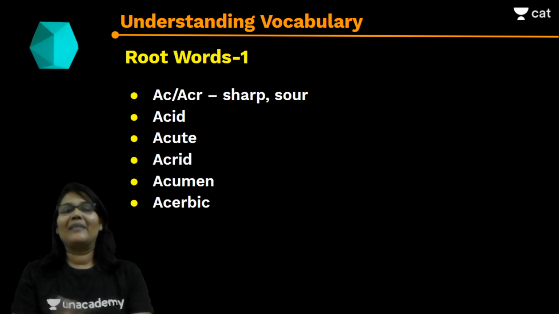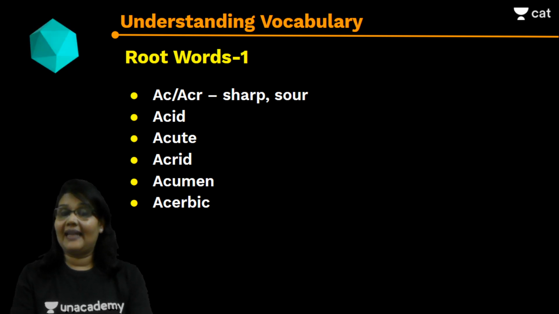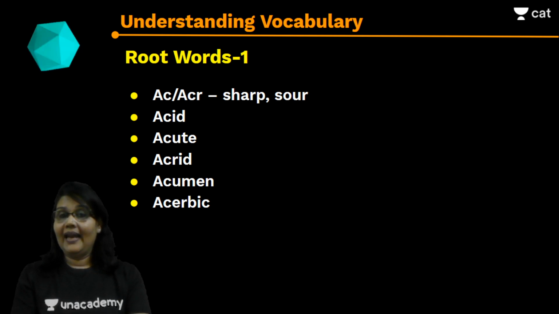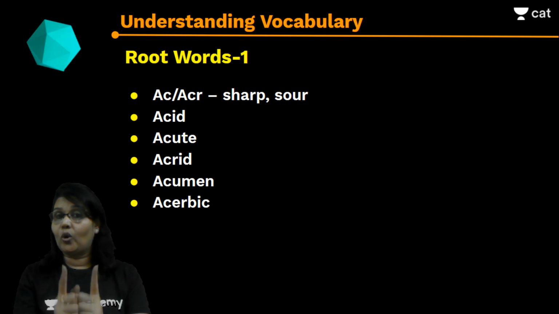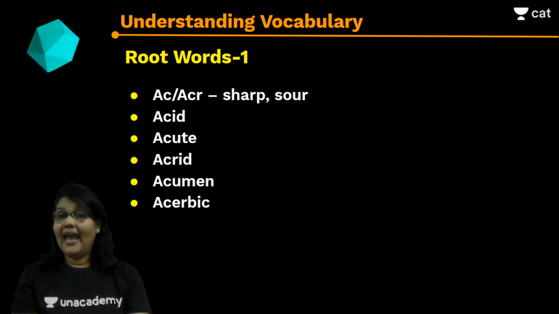Here comes the first root word. Guys, now let me explain to you very well. Please pay attention. AC and ACR is the root word. Okay? Now, AC and ACR means, that is, the meaning of the root word is sharp. Okay? Now, let's look at the words which can be derived out of these root words.